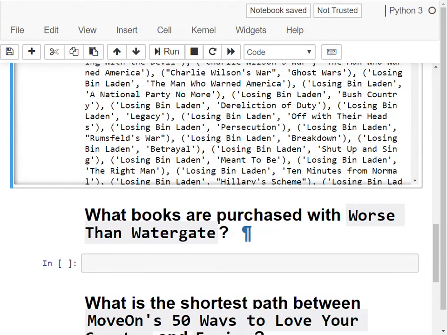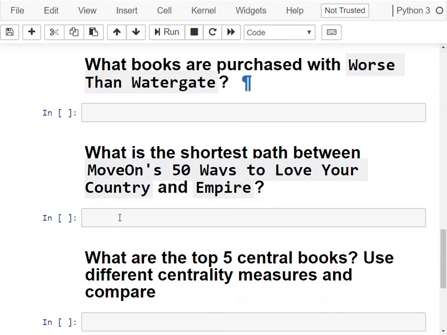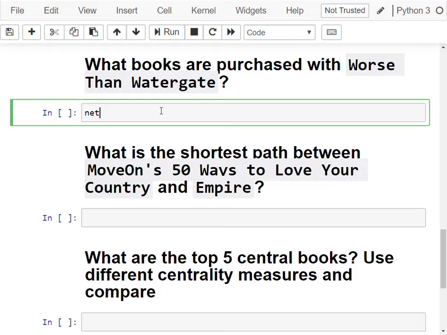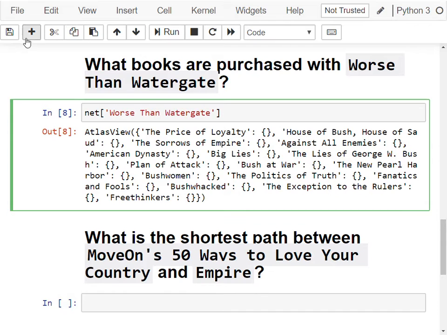Let's answer some questions about this dataset. Well, first, there are some straightforward questions about patterns related to specific books. For instance, what books are purchased with Worse than Watergate? Now, this is a node in the network itself, and in order to uncover the neighbors of this node, we can actually use the network itself, kind of like a dictionary. If I index the node, it's going to give me a view of the neighbors of this particular node. So I know, for instance, that these are the books that were purchased with this book. There are the neighboring nodes of this node in the network.